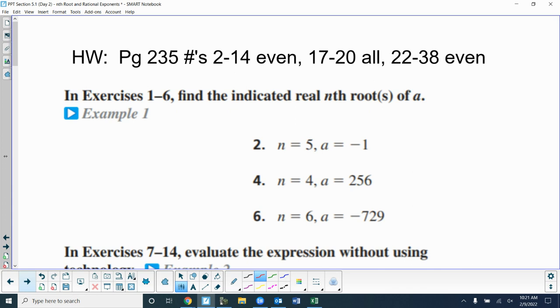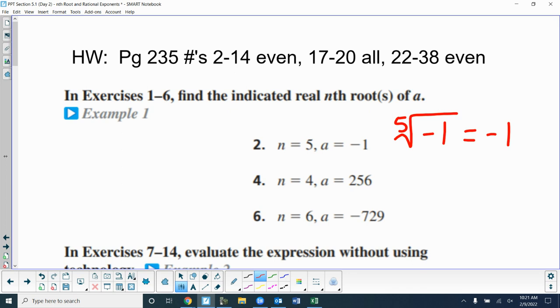All right? So, find the indicated real nth root or roots of A. So, this means the 5th root of -1. Is there a real root? When it's odd, is it okay to be negative? Yeah. And what times itself 5 times is -1? -1, yeah. 5 would not be correct.